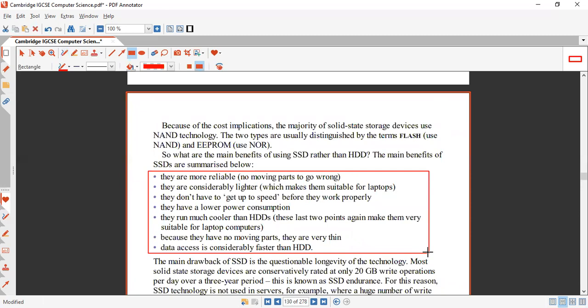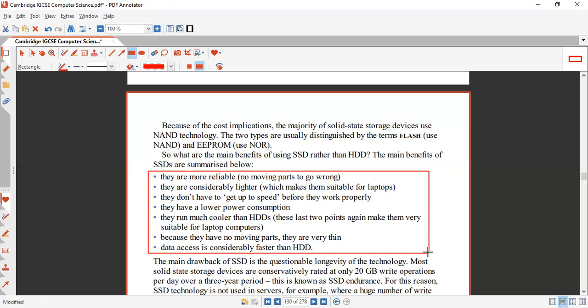HDDs were spinning in a clockwise or anti-clockwise direction, so they need a particular time to come up to the maximum speed. But over here, there is direct access to the data, so they do not need to get up to speed. If they do not get up to speed, obviously there is no friction, so they will be much cooler and will utilize less power, or the power consumption will be quite low.